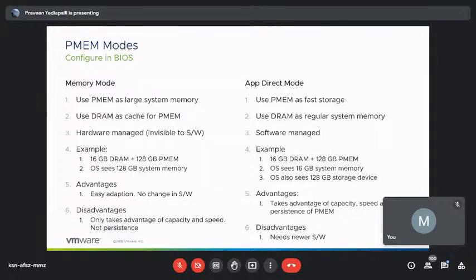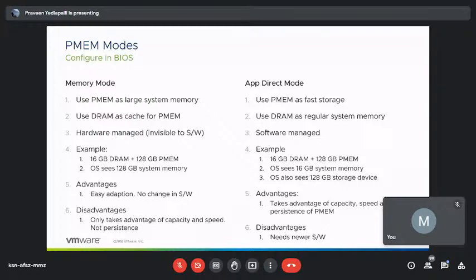In this mode, you go into the BIOS and change this PMEM mode into app direct from memory mode. You can change it in the BIOS when you reboot. So in the app direct mode, the PMEM is used as fast storage, and the DRAM on the system is regular system memory. In this mode, it is software managed. So the operating system needs to understand that there is a new PMM device, and it needs the device driver for that device.